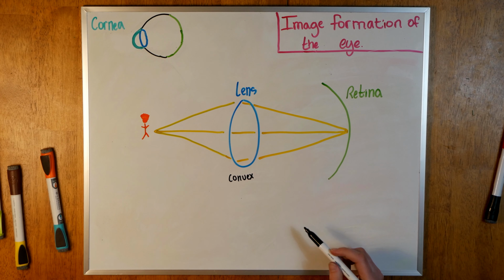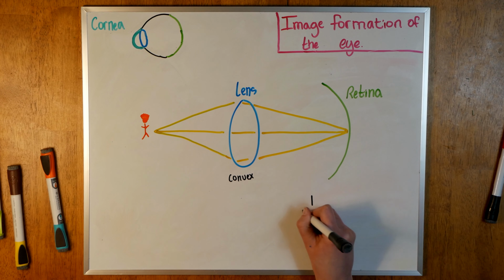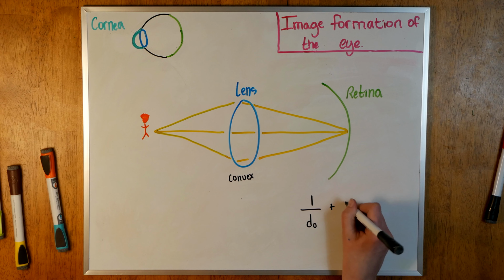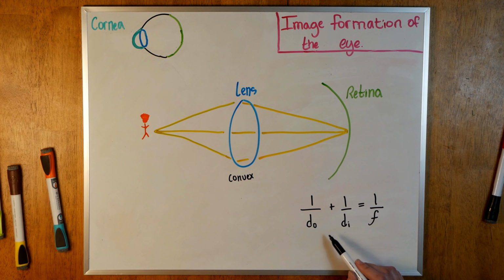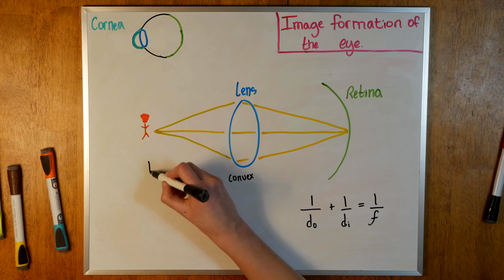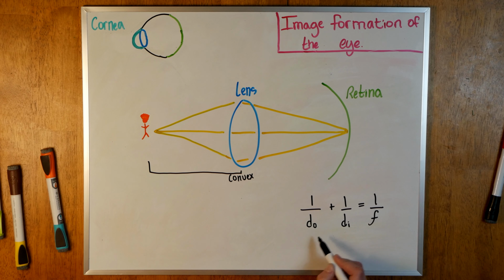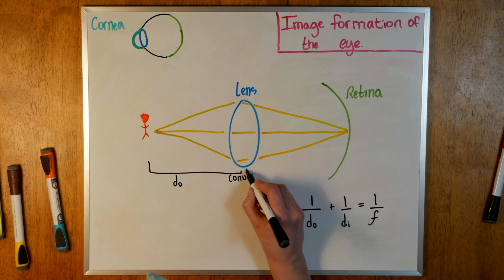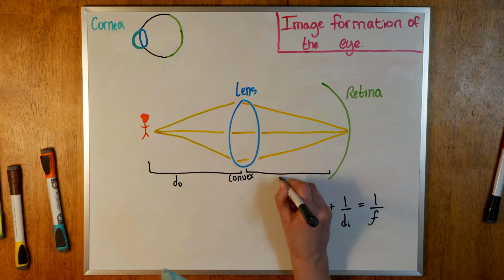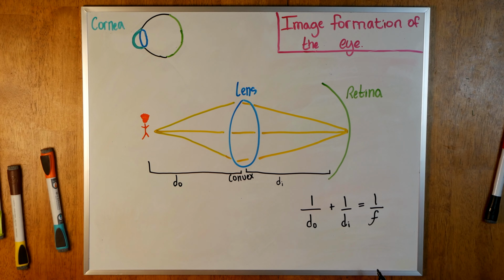And it can also be described as a thin lens, which means we can use that equation 1 over do plus 1 over di equals 1 over f. So let me remind you or describe these different terms. do, for object, is the distance of the object to the lens. di is the distance of the image from the lens.